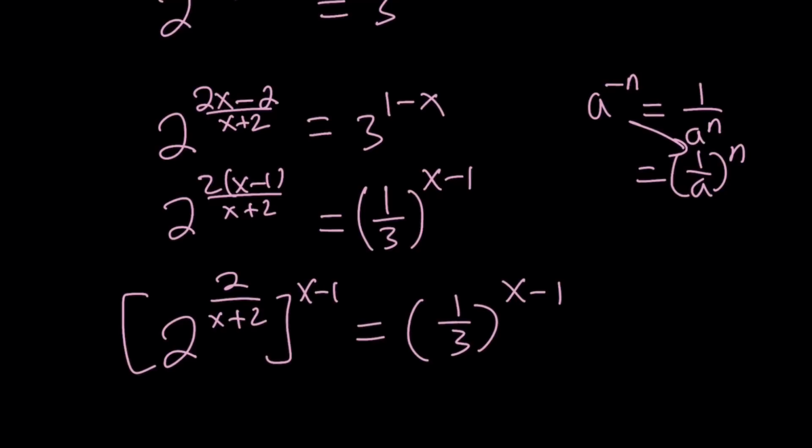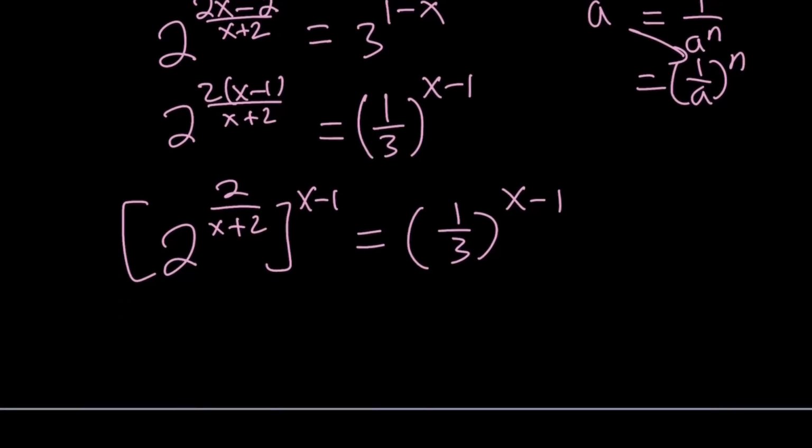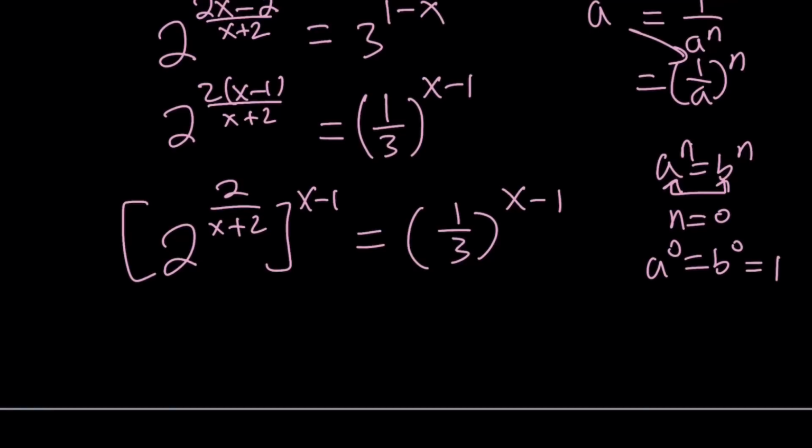x minus 1. Obviously here the bases are different, even though there's a variable inside. Here's what we can do. First of all, notice that we have x minus 1 on both sides. That tells us when you have something like a to the n equals b to the n, and a and b are different, and they're not 1 or negative 1, then the only option left for you is n equals 0. Because a to the 0 equals b to the power 0, since they're both equal to 1. Make sense?